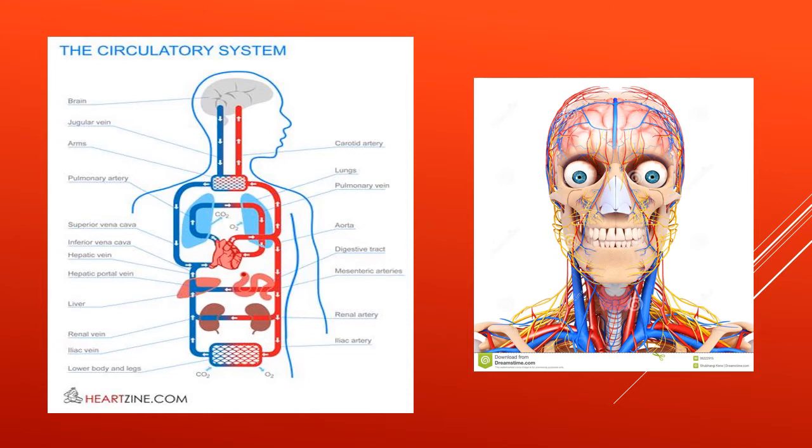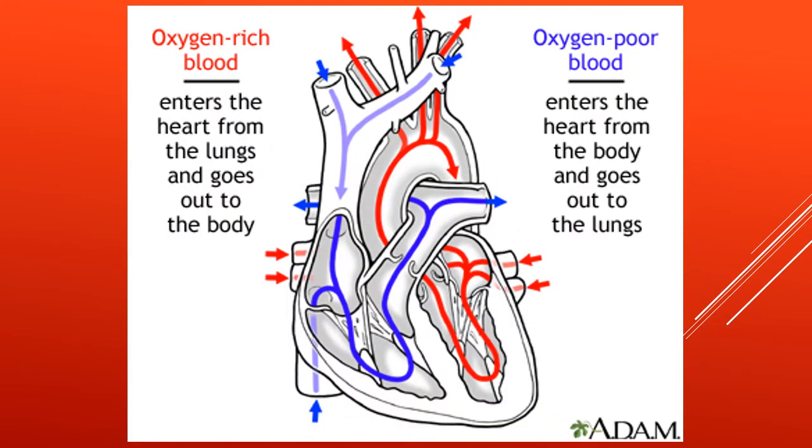So the oxygen poor blood is making its way up to your heart. And the oxygen rich blood is coming out of your heart. So the oxygen poor blood is the blue, your vein. Here's another diagram showing that the oxygen-rich blood enters the heart from the lungs and goes out to the whole body. So the heart's pumping out blood that has a lot of oxygen in it, which your cells need to survive. The oxygen-poor blood, which is the blue blood, enters the heart from the body and goes out to the lungs.